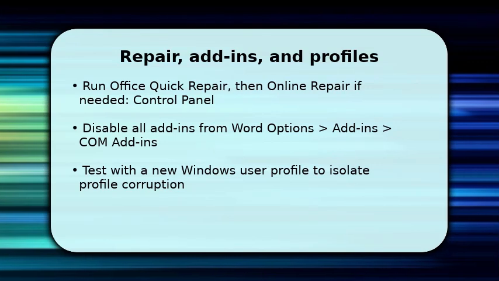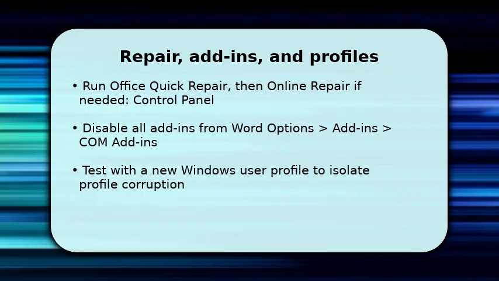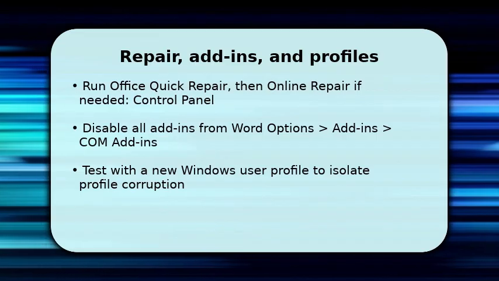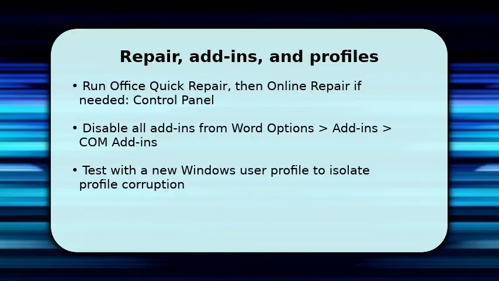Now dig into the middle work. Repair Office via Control Panel, try Quick Repair first, then Online Repair if problems persist. This replaces corrupted program files. Disable COM add-ins to rule out extensions causing crashes, and restart Word between changes. If Word still misbehaves, create a fresh Windows user profile and test Word there to isolate a profile-level issue. These steps address file corruption, extension conflicts, and user-specific settings that commonly break Word functionality.